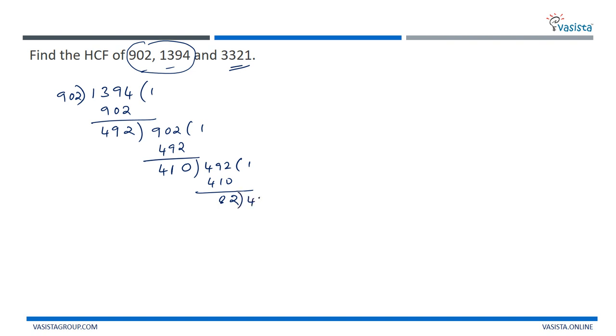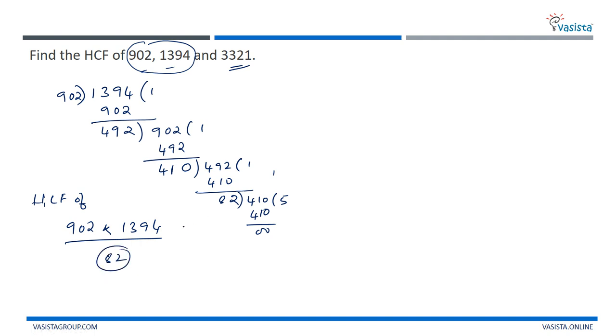So then 410, 82. 5 2s are 10, 0 carry 1, 5 8s are 40 plus 1 is 41, 410. So the HCF of 902 and 1394 is 82. Now I need to work with 82 and 3321. So the HCF of 82 and 3321.